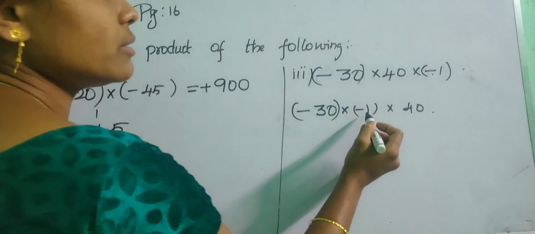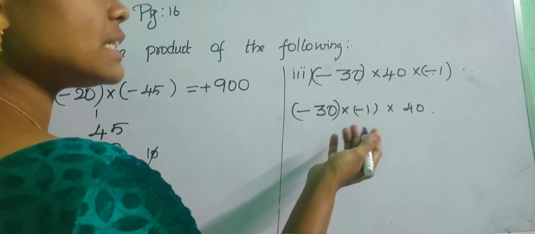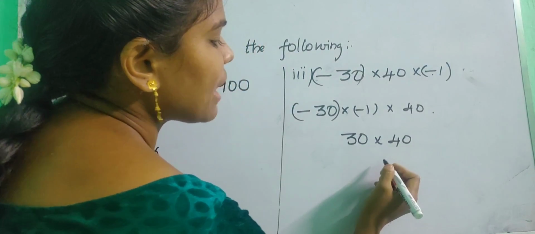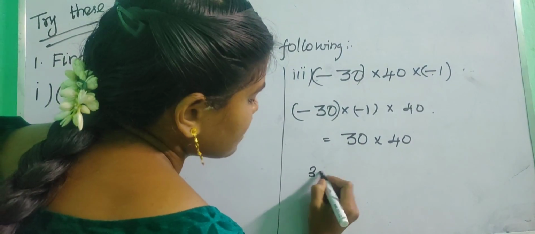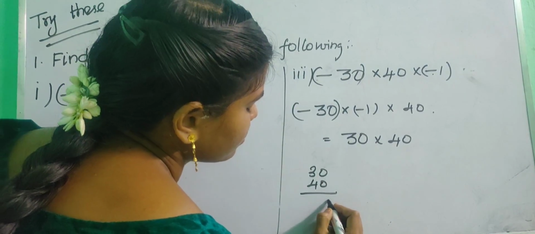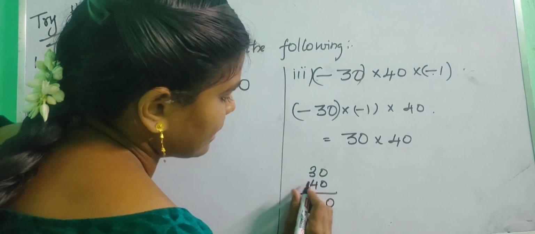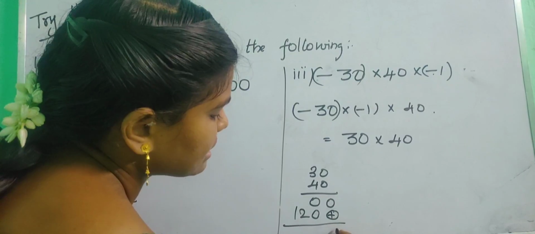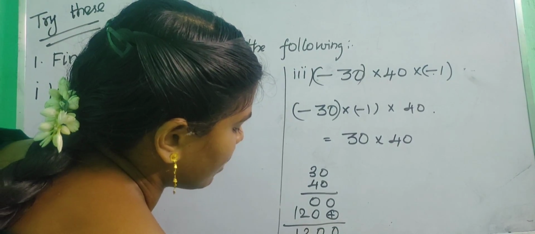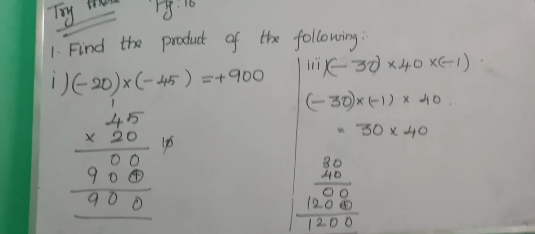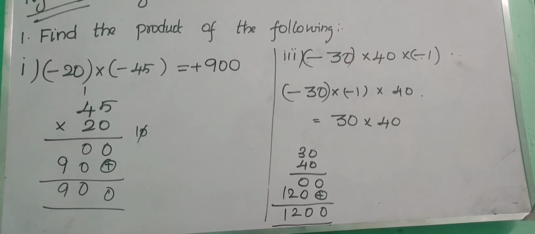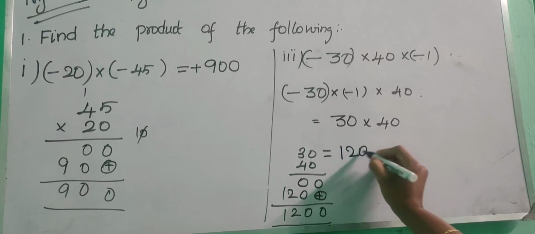So 30 into 1 means 1 into 30, 30, right? So that 30 into 40. Now we can multiply very easily, right? So multiply 30 and 40. 0 into 0, 0, and 0 into 3, 0. And then 4 into 0, 0, and 3 fours are 12. So what is the answer? 0, 0, 2, and 1. 1200 is the answer. Okay children, so the answer is 1200. Write the answer 1200.